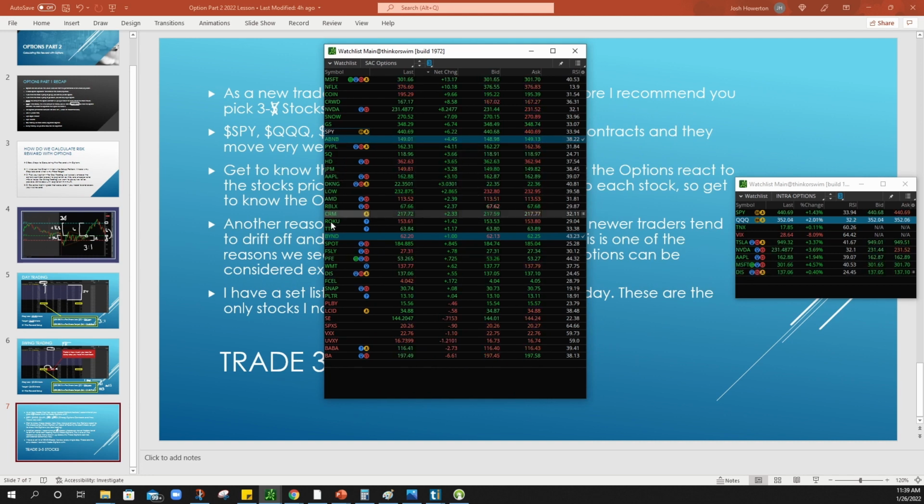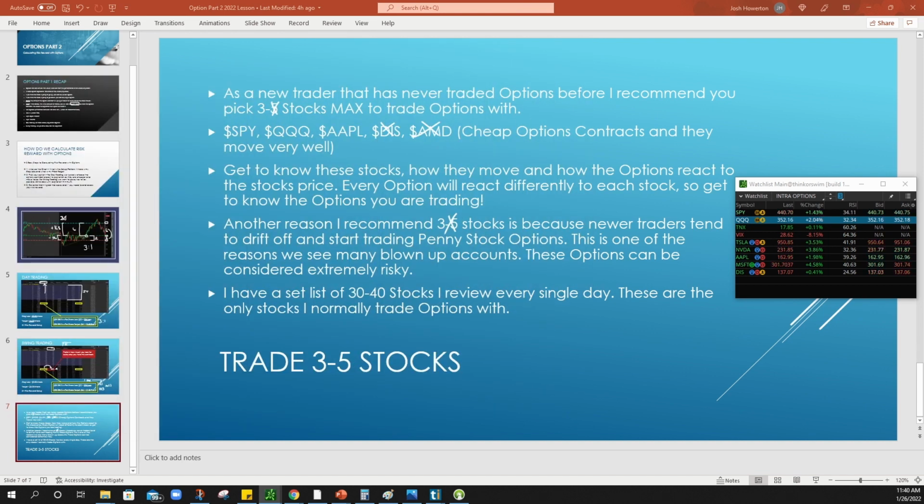Maybe Home Depot's on here tomorrow. Maybe Roblox is on there. Maybe Spotify's on here. I don't know. But I know these stocks. I know how they move. And when we were trading options last year, I know how the options move with these stocks.